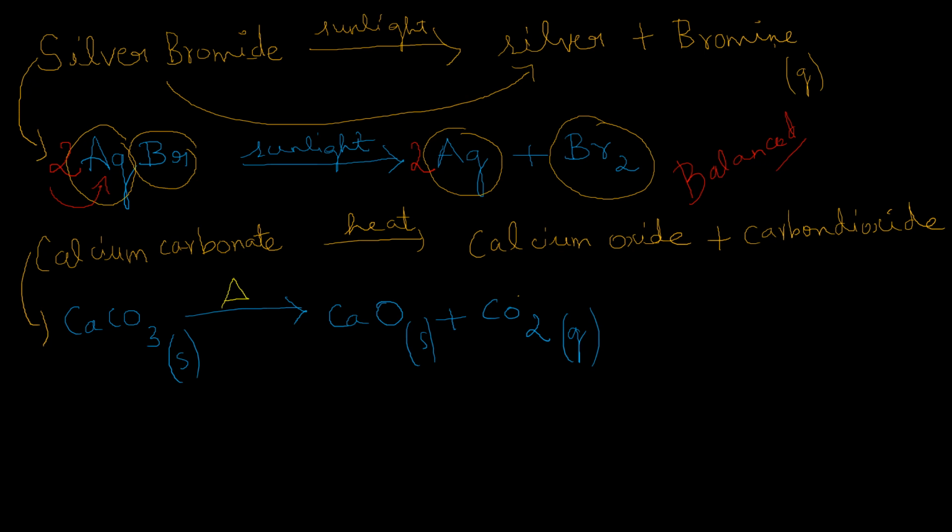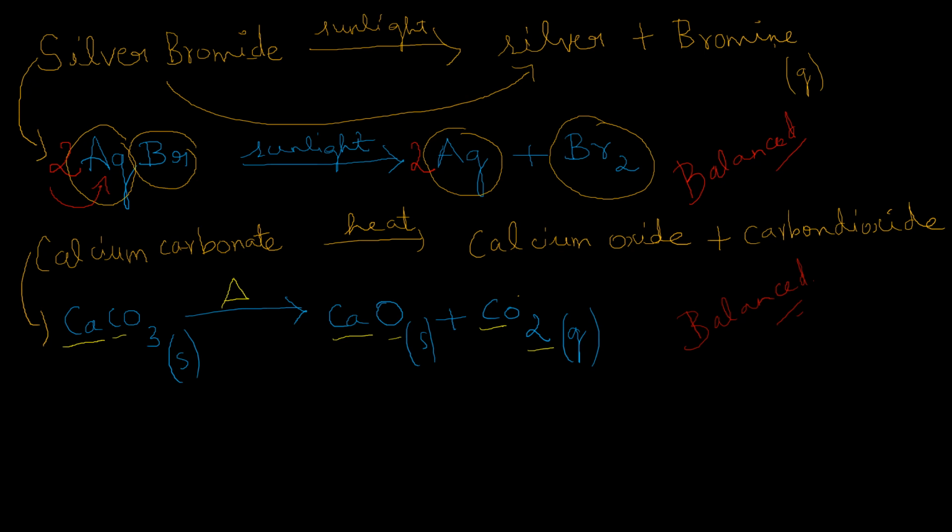Now we have to see whether the equation is balanced or not. Check the number of calcium atoms: 1, 1, it's balanced. What about carbon? It's 1, 1, balanced. What about oxygen? 3 oxygen atoms here. Here 2, here 1. So 2 plus 1, it's 3. So this equation is again balanced. We need not balance this equation, it's already balanced.